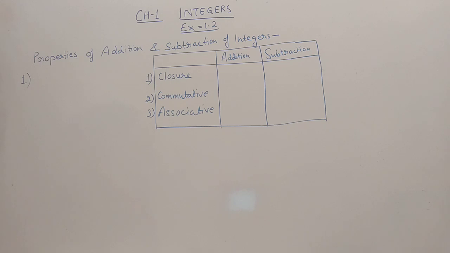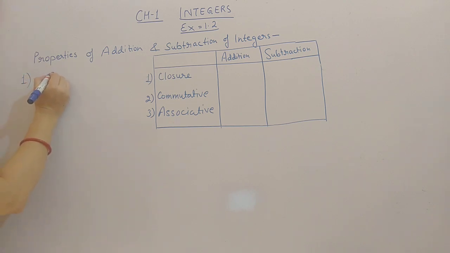Students, we are doing chapter number 1, Integers, and today we will discuss exercise 1.2. Before that, let us discuss the properties of addition and subtraction of integers. First property is closure property. It means if we have two integers and we add them, the answer should also be an integer. Let us check this property for addition and subtraction.